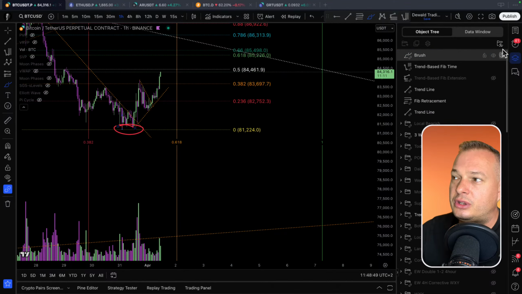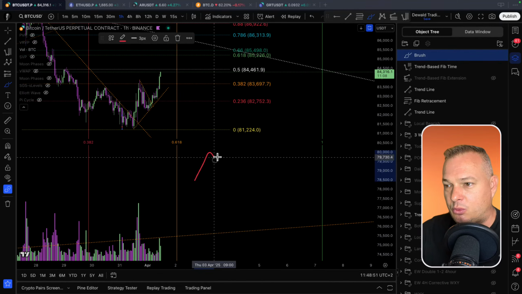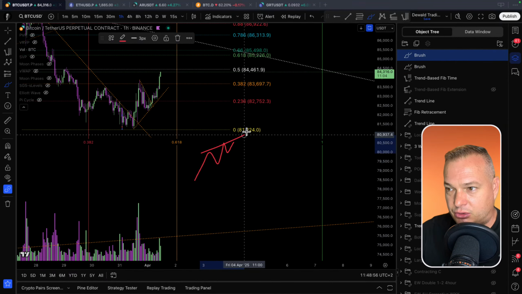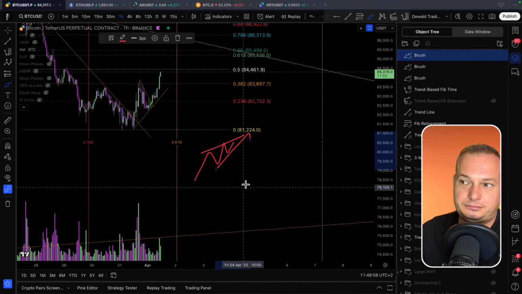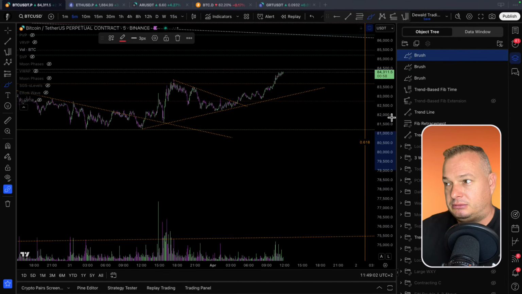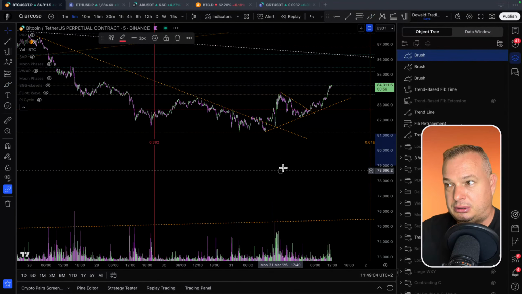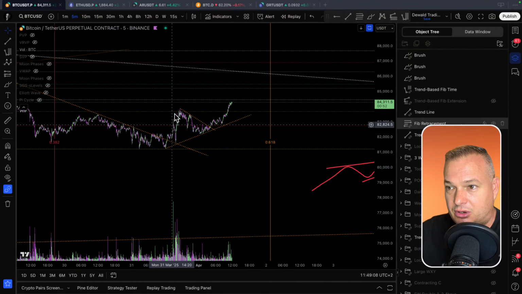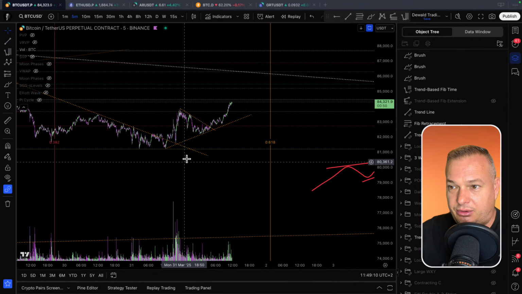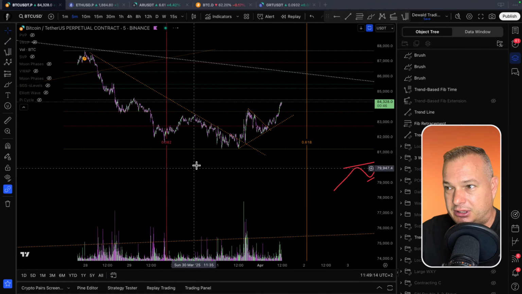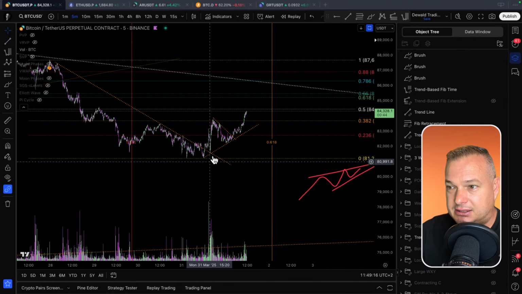Then the only other 2 structures are a 1, 2, 3, 4, 5 in a triangle. Okay, so let's look. 1, 2, 3. That looks like a three-wave structure.